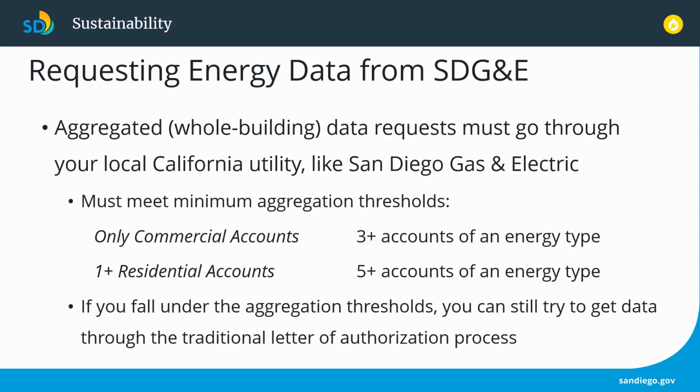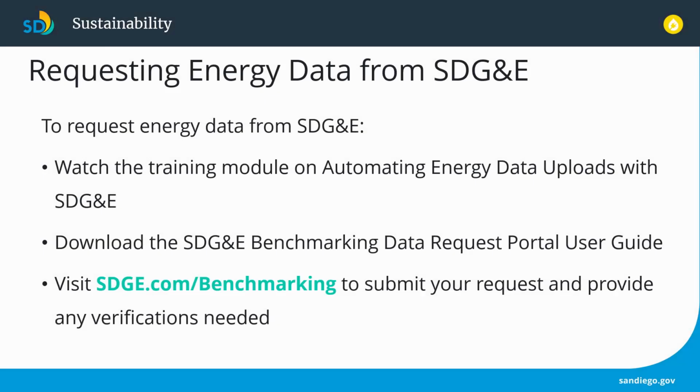Any properties meeting these thresholds are able to request this energy data from their local utility in California, thanks to Assembly Bill 802. Please watch the next training module on automating energy data uploads with SDG&E and refer to the SDG&E Data Request User Guide available at sandiego.gov/benchmark for instructions on how to submit this type of request. You can also visit SDG&E's automated benchmarking website at sdge.com/benchmarking.